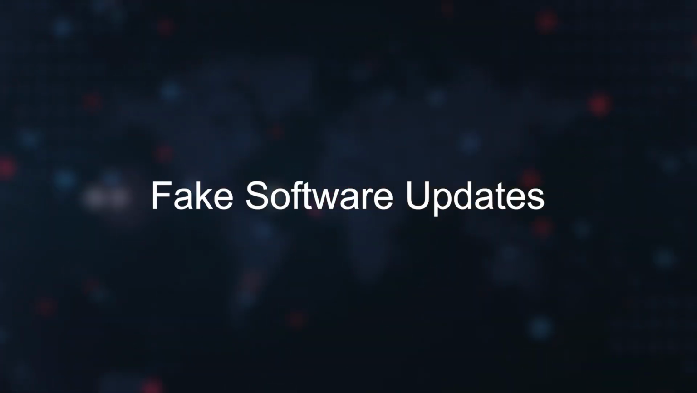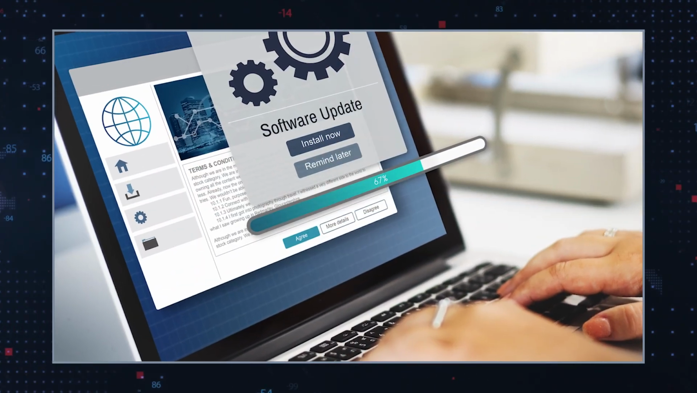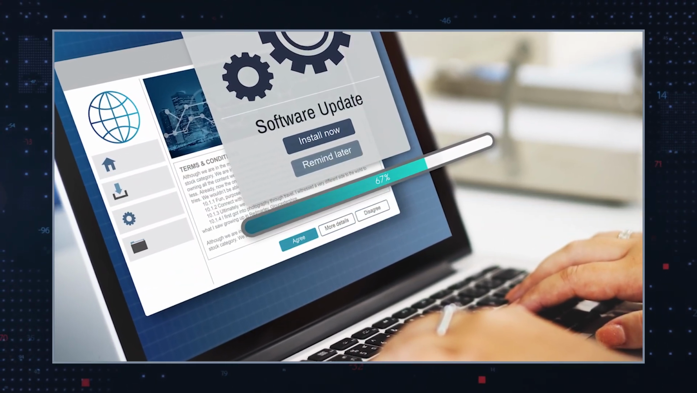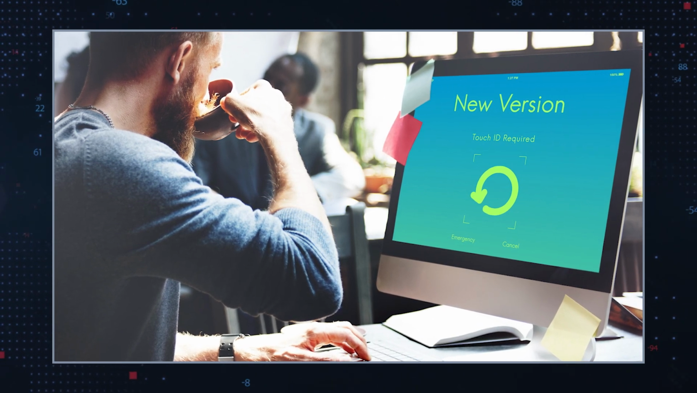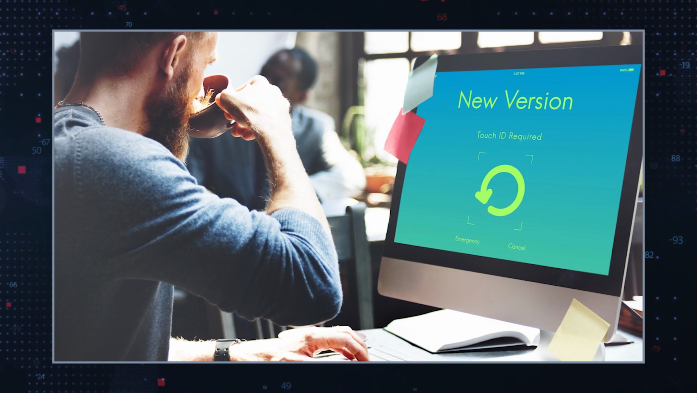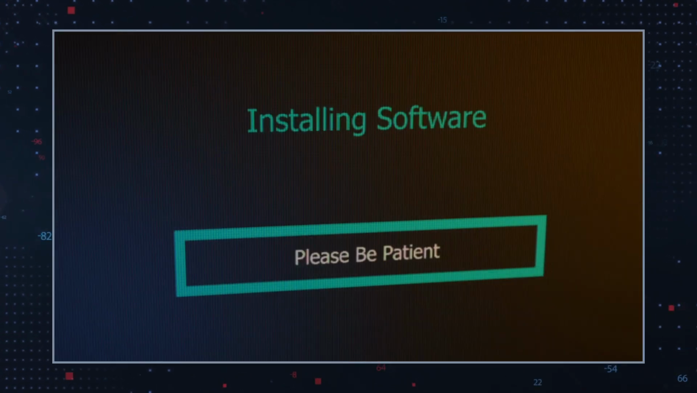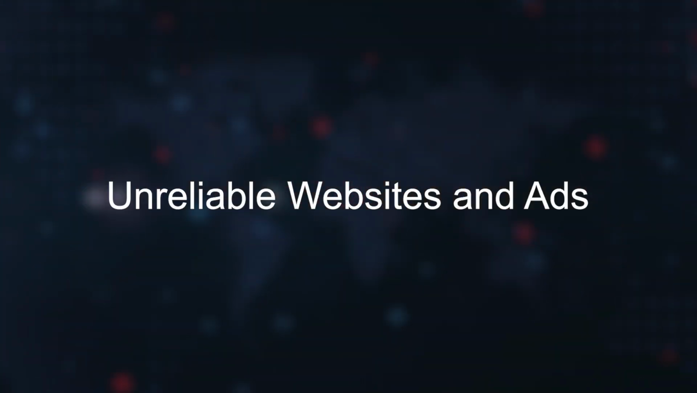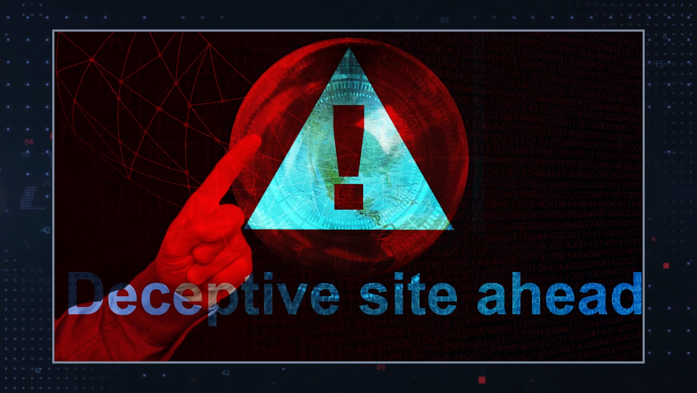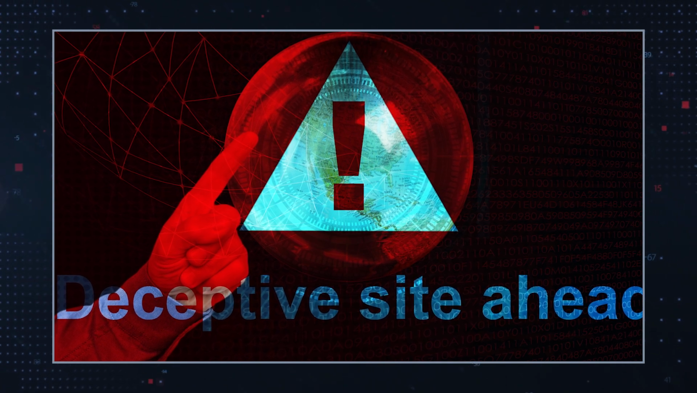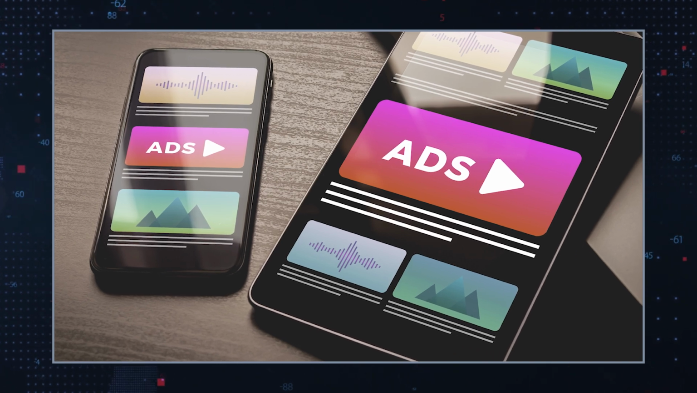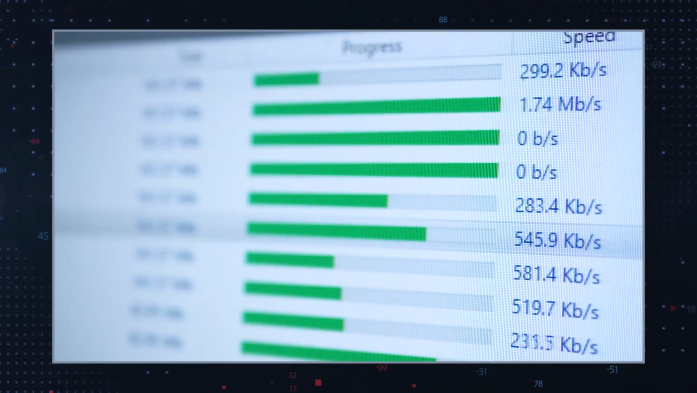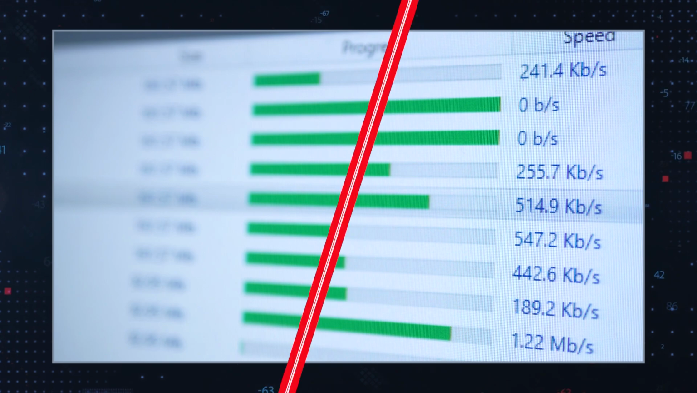Fake software updates. In some cases, POSetup may also come via fake software update prompts. These deceptive messages encourage users to download an urgent update for a program or plugin. However, instead of updating the intended software, these downloads deliver the POSetup installer onto the target system. Unreliable websites and ads. POSetup can also be distributed via compromised or unreliable websites. Users visiting these sites may be prompted to click deceptive ads or download links, which download the file onto their system without their direct consent.